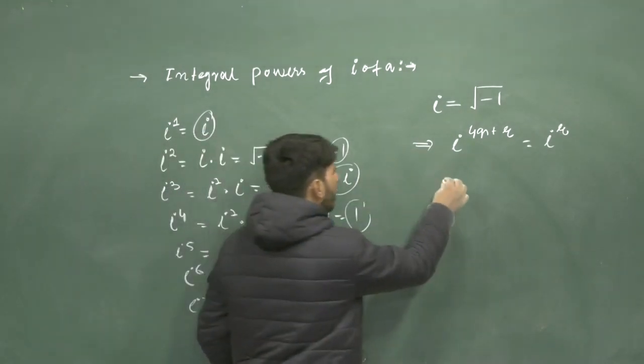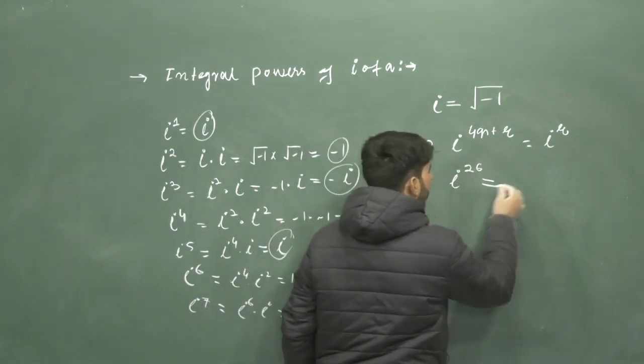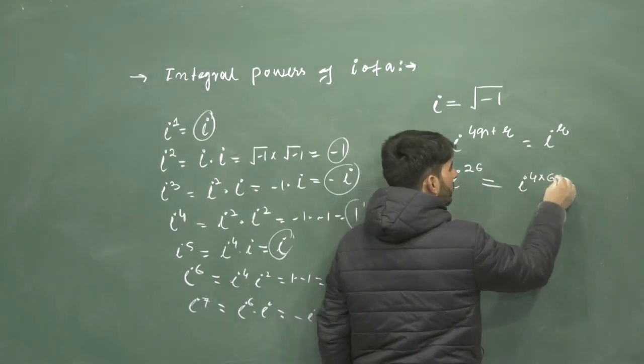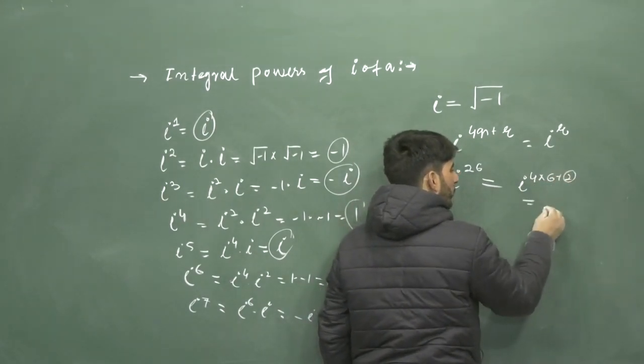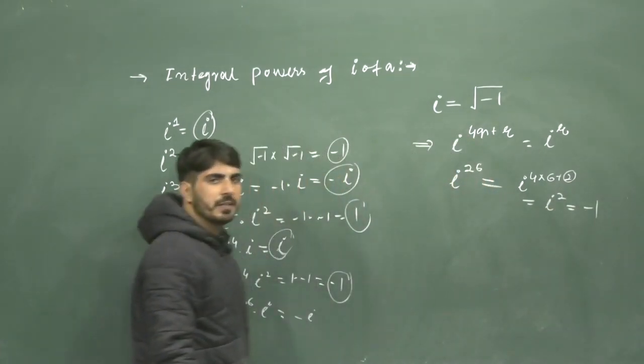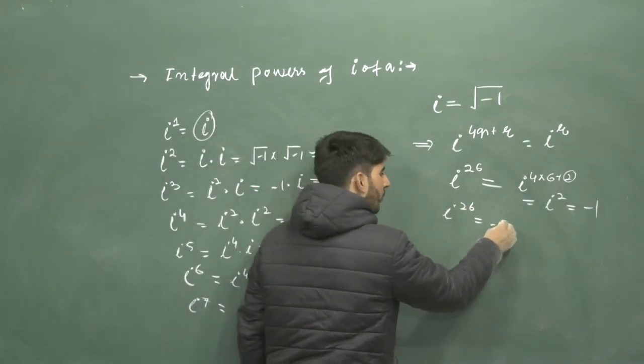For example, if you had to find the value of iota power 26, you can break this like iota power 4 into 6 plus 2, here r is 2, so you can write iota power 2, as we know that iota power 2 is minus 1. Thus we can say iota power 26 is equal to minus 1.